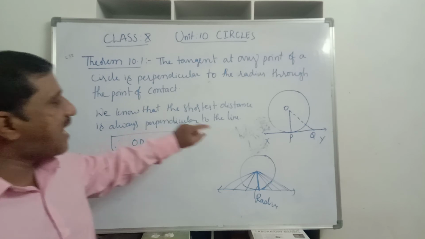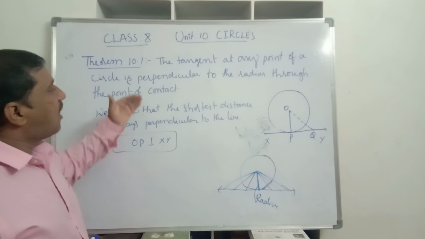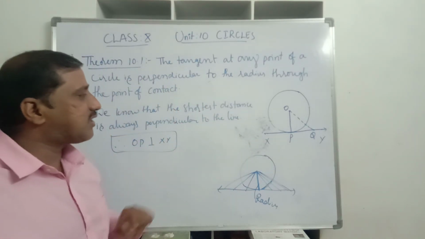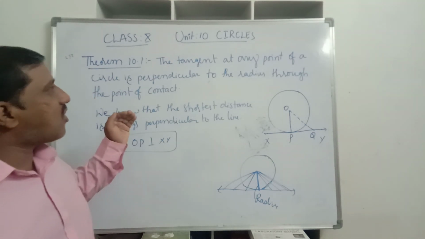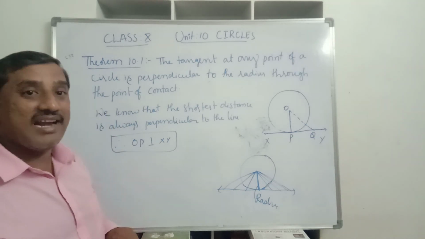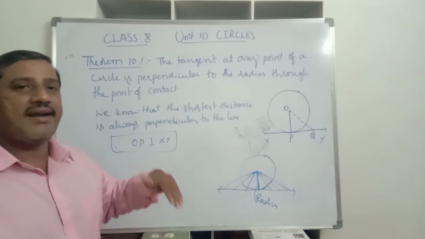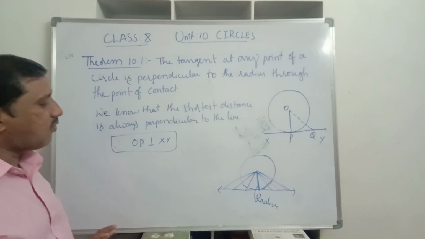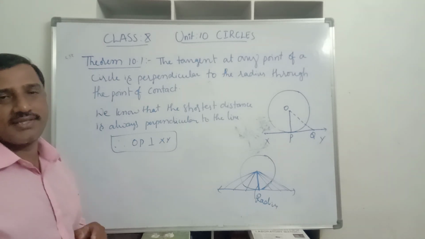Now, the tangent is always perpendicular to the radius at the point of contact. Here we proved that the radius is perpendicular to the tangent XY at point P. Its converse statement states that the tangent drawn to a circle at any point is always perpendicular to the radius. Radius is perpendicular to the tangent, and tangent is also perpendicular to the radius at the point of contact. This is the proof we proved here. I hope you understand. And now we'll discuss a few questions.